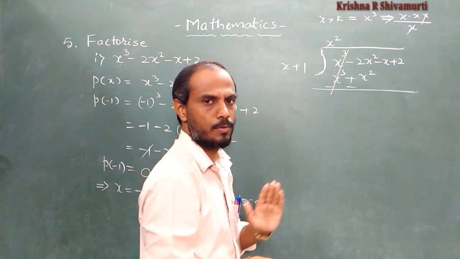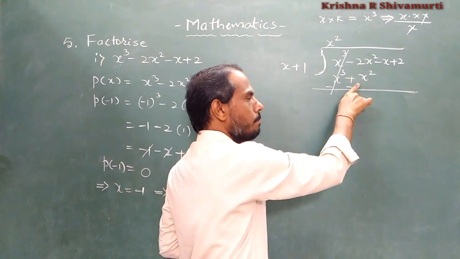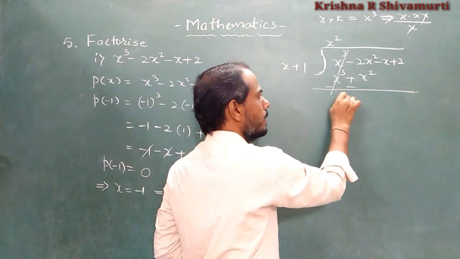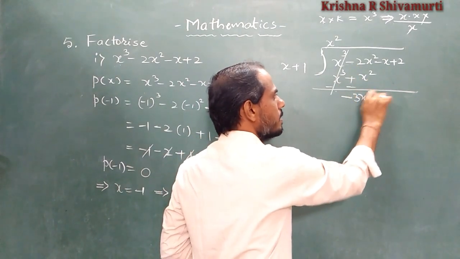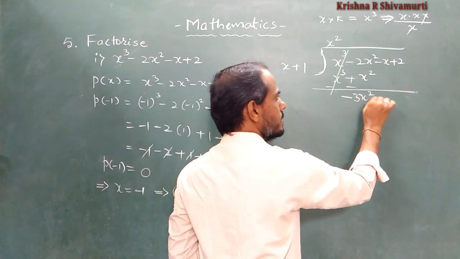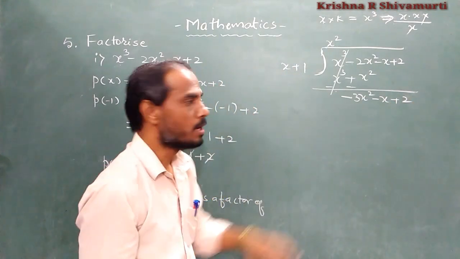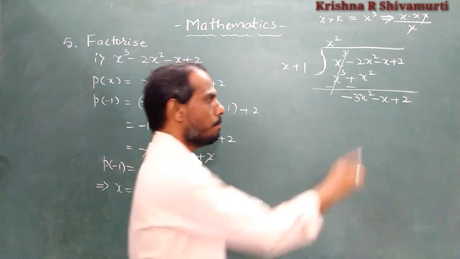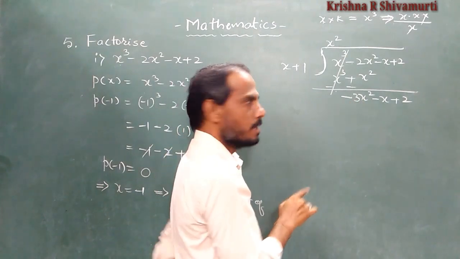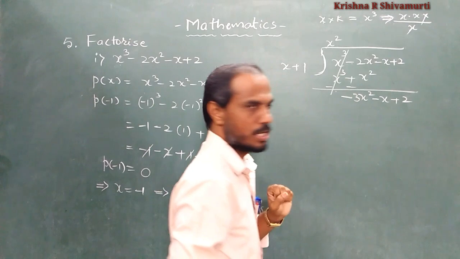Write their sign. What is the sign? Minus 2x square minus 1x square becomes minus 3x square. The next step, minus x as it is, plus 2 as it is. Now what is the first term? Minus 3x square. Here what is the first term? x. Make this term 0.